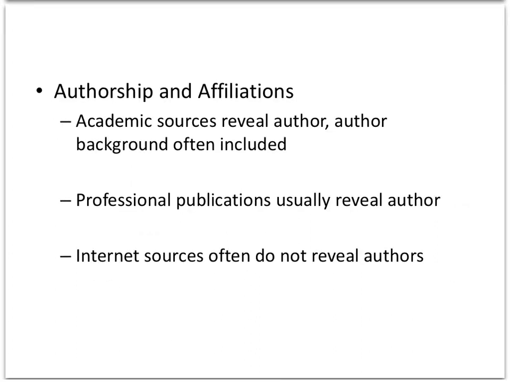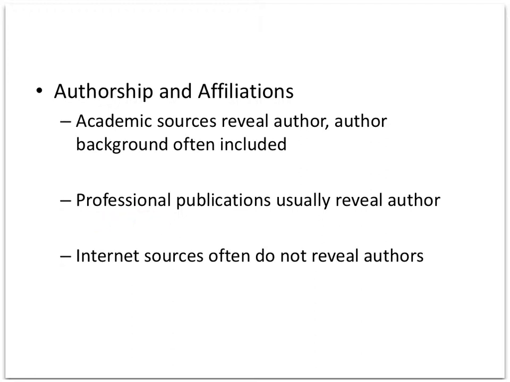We also want to pay particular attention to the authorship of the source and any affiliations that author may have. Academic sources always reveal the author's background, and it is often included as well. This usually means that in an academic source, we will see the author's name, any kind of contact information in some cases, any kind of professional experience such as where they teach or what area the author teaches in, maybe a brief publication history as well. That's pretty common information to see in academic sources.